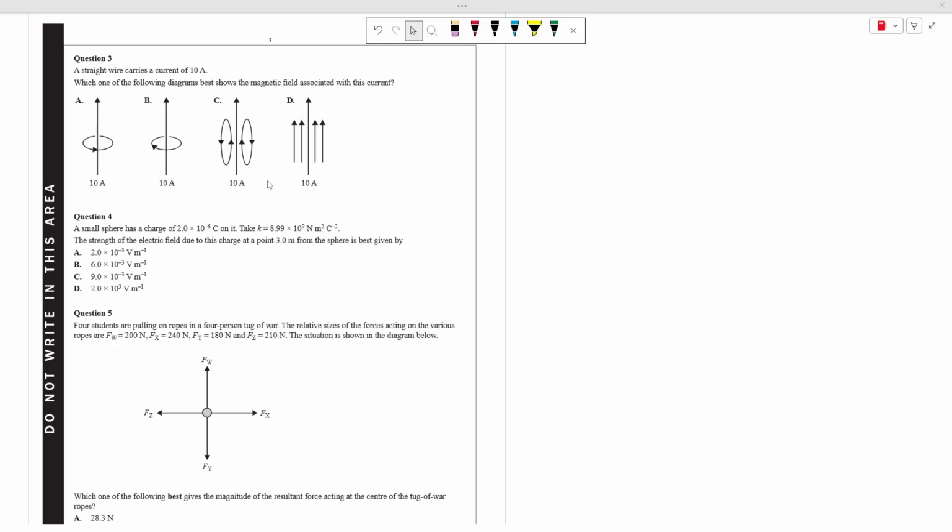So you stick your right hand in front of you, point your thumb in whatever direction the current is flowing, and curl your fingers. Okay, and if you're doing that right now, your fingers should curl around the back of that imaginary wire and around the front. So your fingers go to the left around the back and then curve to the right around the front. So that's going to look like option A.